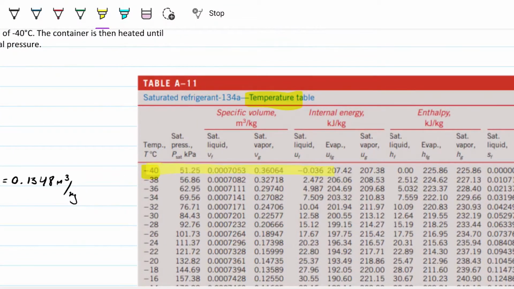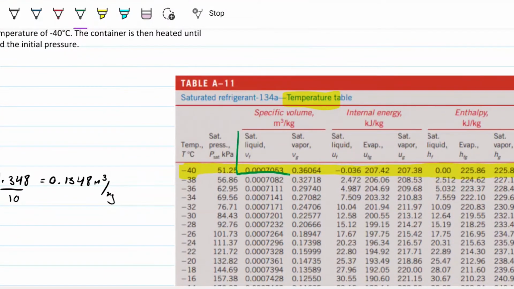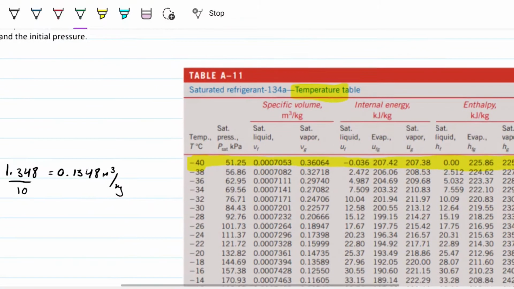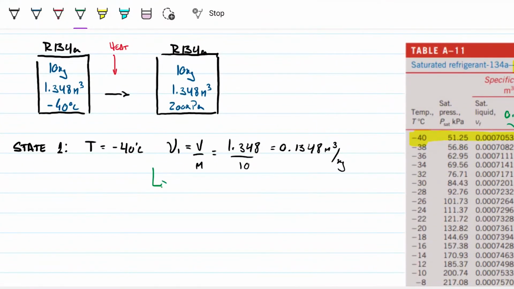This is a saturated property table, so let's try to identify if we have a saturated mixture or not. Our specific volume is 0.13. If this were a saturated liquid, our specific volume would be 0.0007. If it were a saturated vapor, our specific volume would be 0.36. Note how our value is between these two, so our 0.13 is between the 0.0007 and the 0.36. Therefore, I can be sure this is a saturated mixture.